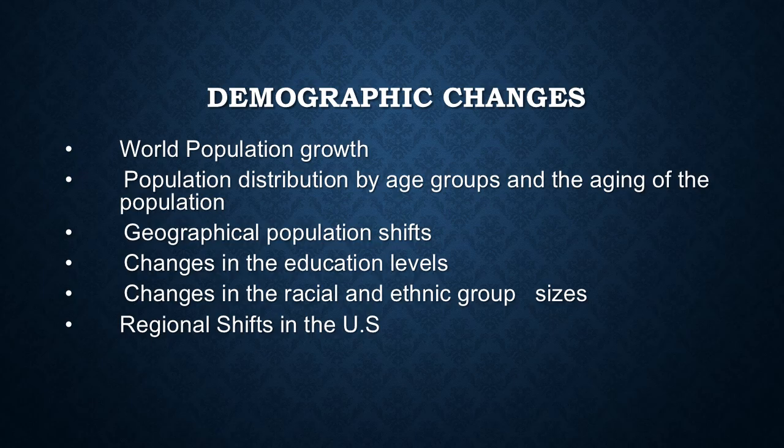Geographical population shifts. What we do see is a general shift out of the Rust Belt states and towards the west and southwest. More and more people are moving to the south and southwest. Changes in education levels, changes in the racial and ethnic makeup of groups, and then regional shifts within the United States.